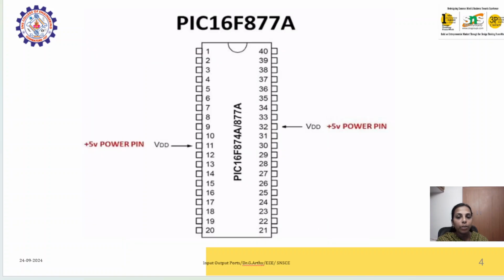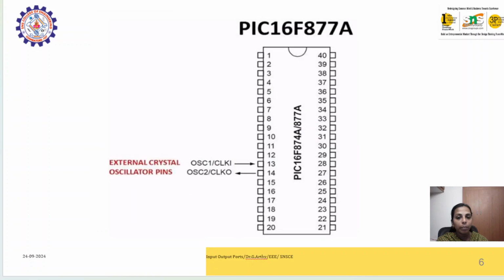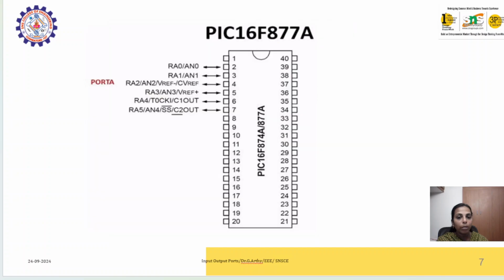Then power pin has to be given to the 11th and 32nd pin. Then ground for the 12th and 31st pin. Then we have two crystal oscillator pins, 13 and 14, which need to be connected. Then we have the ports. In the architecture video we have discussed that it has 33 IO pins, which are divided into 5 ports.